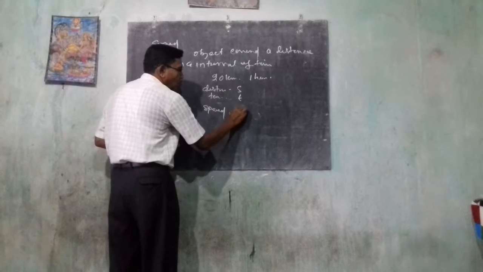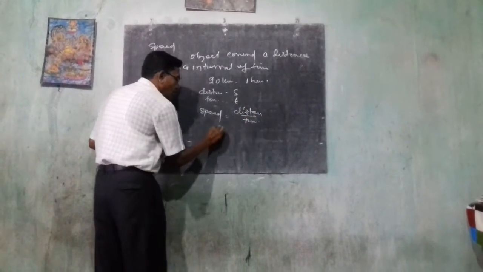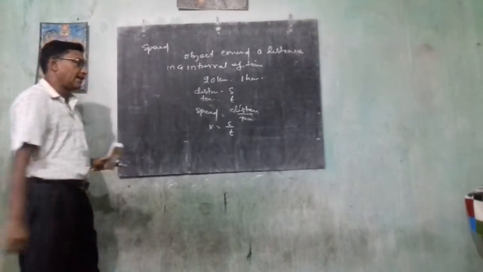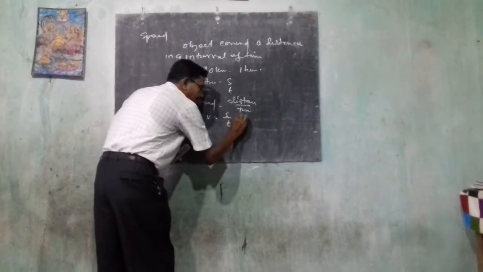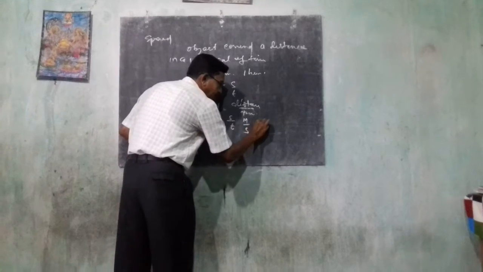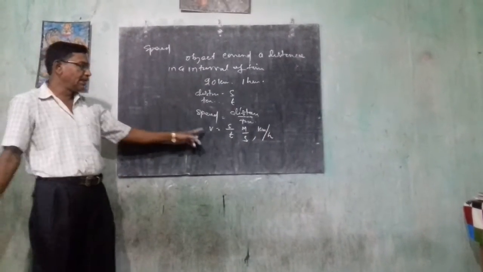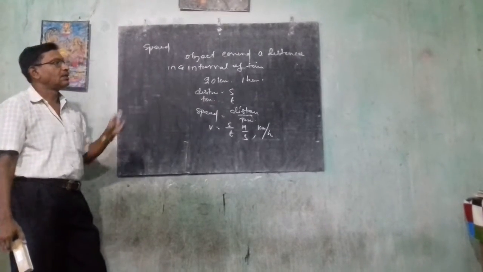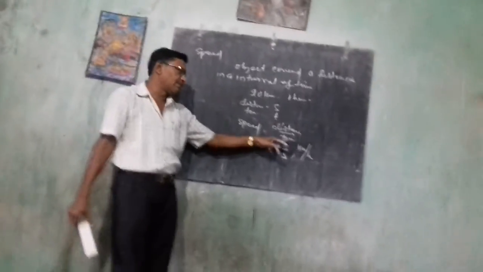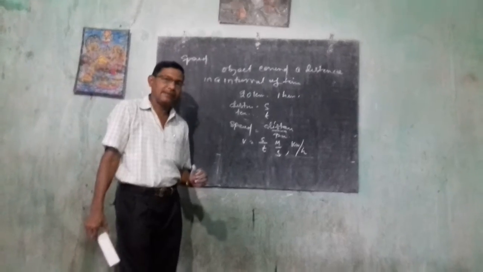So speed equals distance by time. Speed V equals S by T, and the SI unit: distance is in meters, time is in seconds, so meter per second, or kilometer per hour. Okay, so speed is the distance covered in an interval of time. So speed equals distance by time, and the SI unit is meter per second.